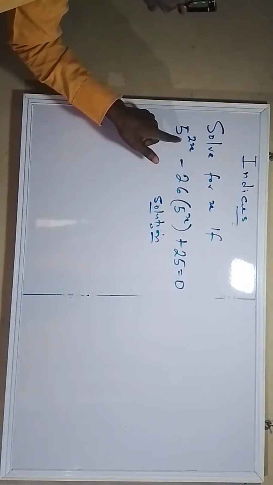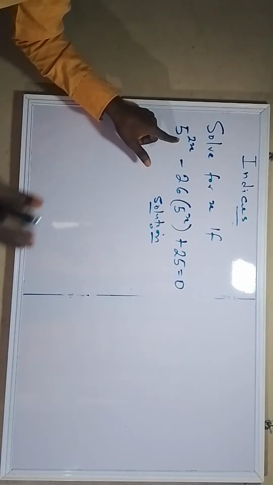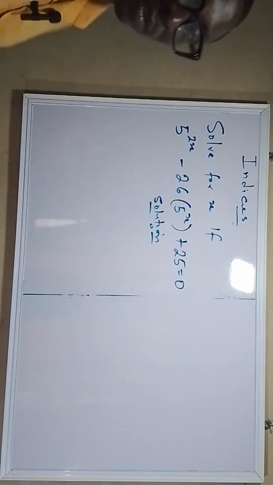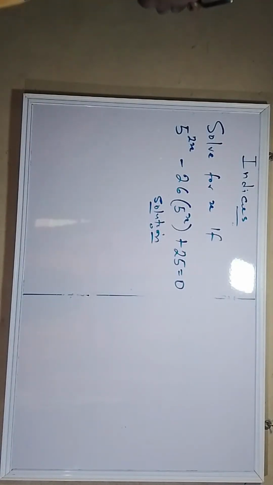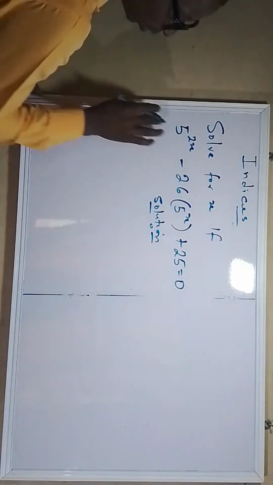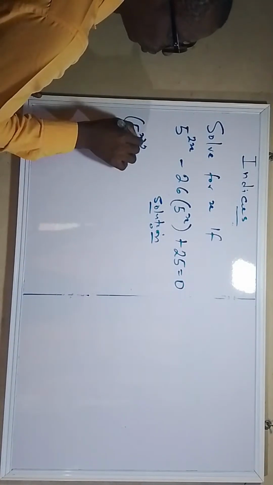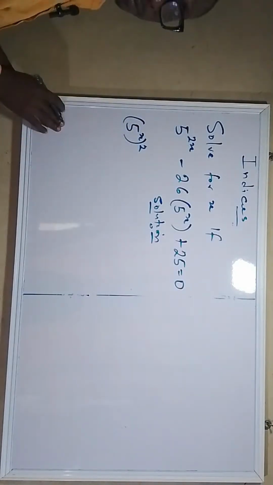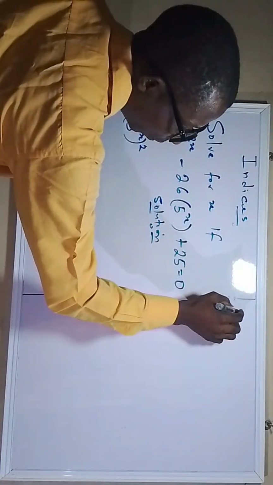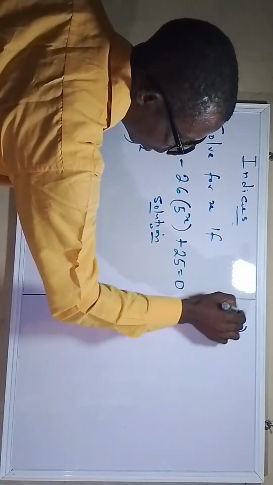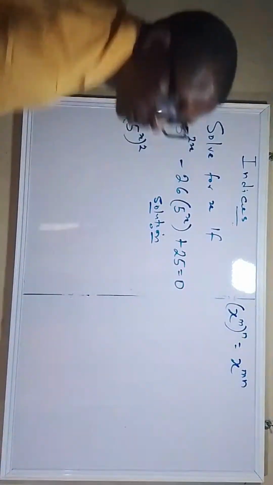Now think of how to express this one in terms of 5 raised to the power of x, so that I'll be able to turn 5 raised to the power of x into an alphabet, just like we have been doing. So look at what I'm going to do here. This becomes 5 raised to the power of x, raised to the power of 2. This and this are the same thing. I'm applying this law: whenever you have x raised to the power of m raised to the power of n, the result is x raised to the power of mn.